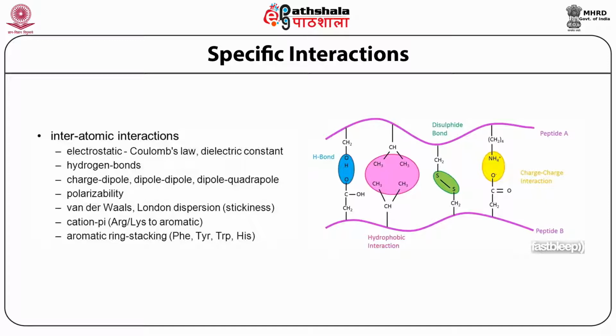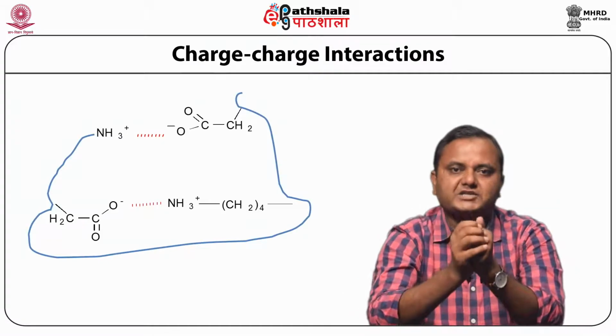Others are the hydrophobic interaction, where two hydrophobic molecules come together and can form van der Waals interactions. The third one is the disulfide bond, and the fourth one is the ion pair. Apart from that, the cation-pi or pi-pi interaction, or aromatic ring stacking, also participates in the formation of protein-ligand interactions. Now let's talk about the charge-charge interaction.